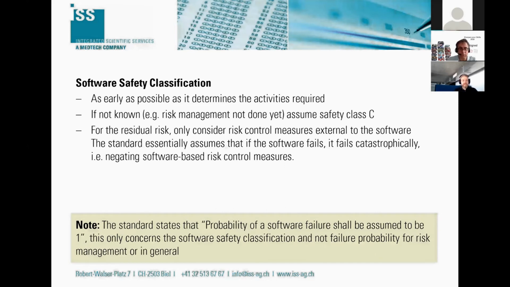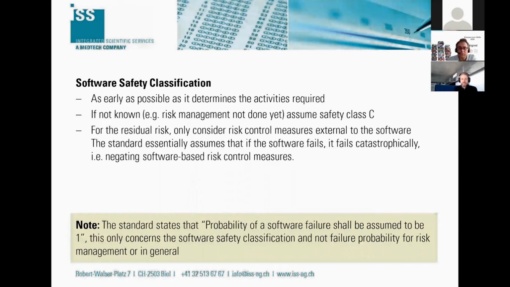As far as the classification goes, it should be done as early as possible because it determines the activities of the other parts in the standard. If it's not known, you technically should apply Class C. Practically, if you feel lucky, you can start with Class B, and then if your guess is wrong, do all the fix-ups. Well, retrospectively, do all the stuff you didn't do that you should have done.